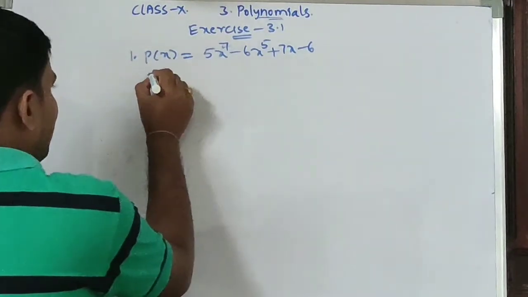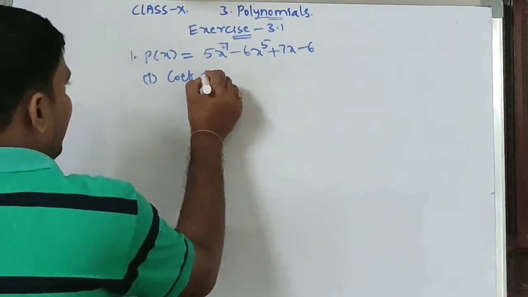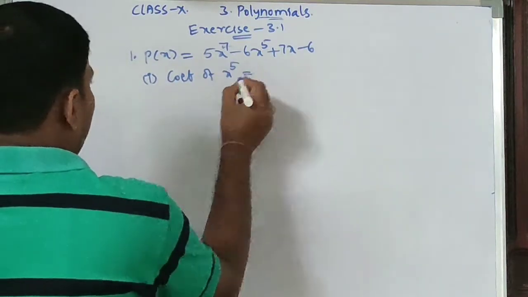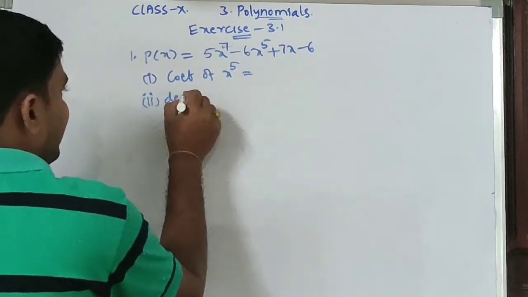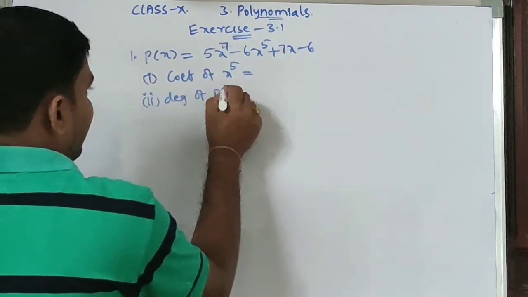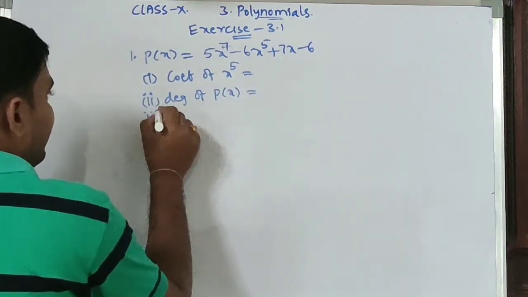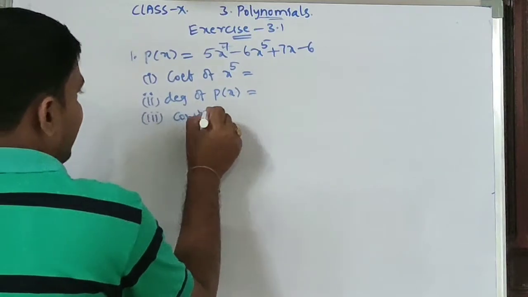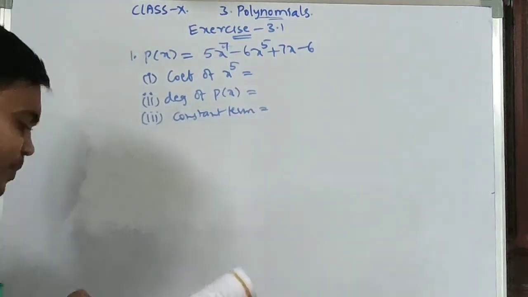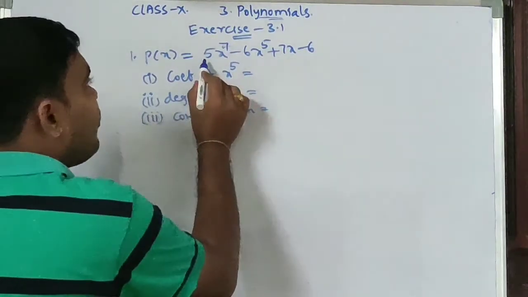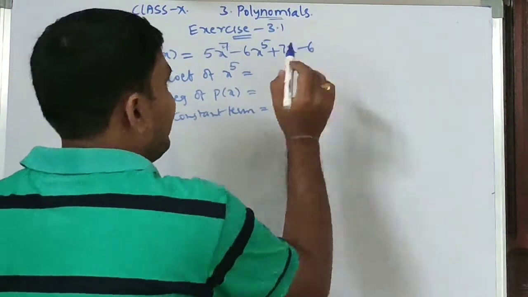What is the first one? What is the coefficient of x power 5? Second, the degree of P of x. Third, the constant term. So, if we observe this polynomial, 5x power 7 minus 6x power 5 plus 7x minus 6.